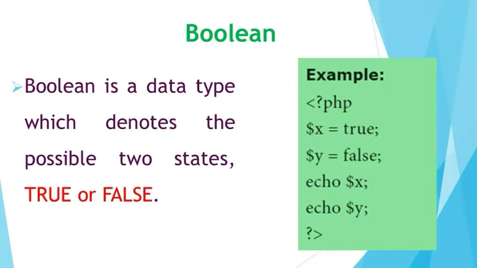Next, boolean data type. Boolean is a data type which denotes the possible two states, true or false. It prints either true or false in the output. See this example. This is the opening tag, this is the closing tag. $x is equal to true and $y is equal to false. When you are giving echo $x, the true will be printed on the output screen. When you are giving echo $y, the false will be printed on the output screen.